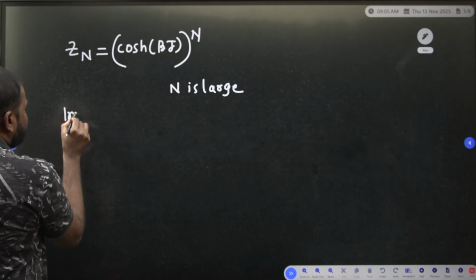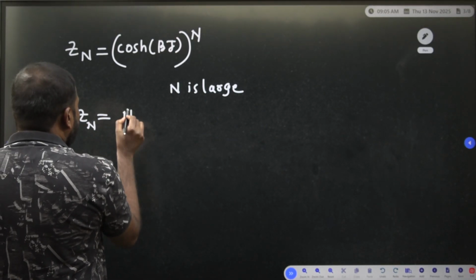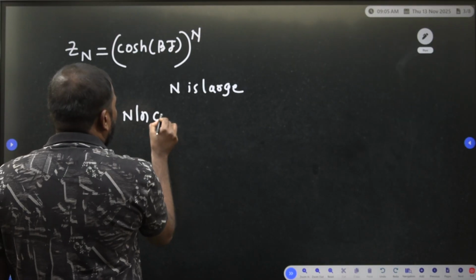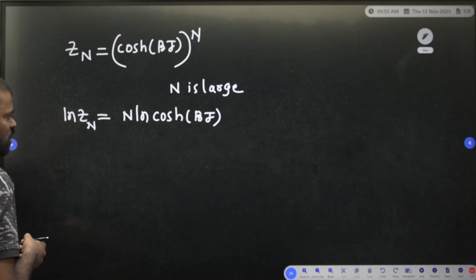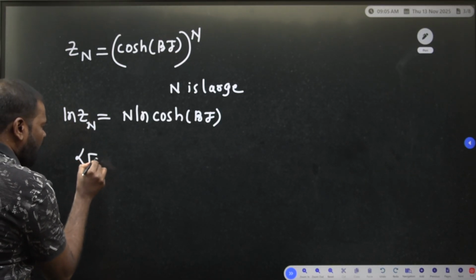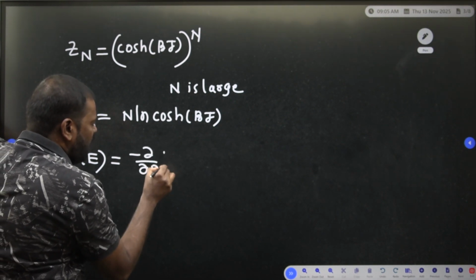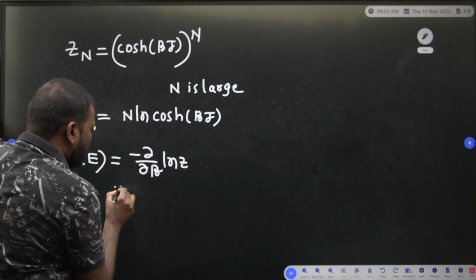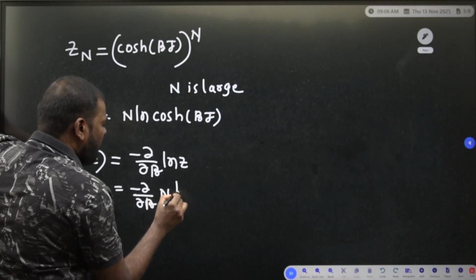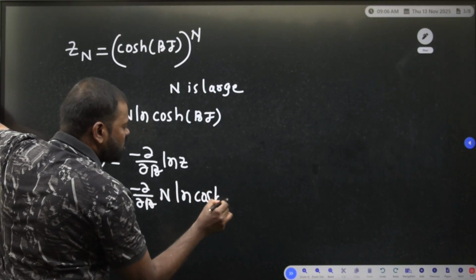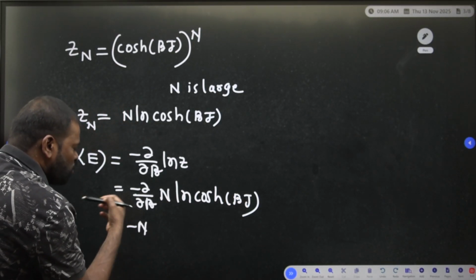Therefore, you have to write ln Z_n is equal to n ln cosh(βJ). This is the partition function. Now, we need to calculate the average energy, which is equal to minus ∂/∂β of ln Z. Already we know this formula: minus ∂/∂β of ln Z is equal to n ln cosh(βJ), and minus n you have to take outside.